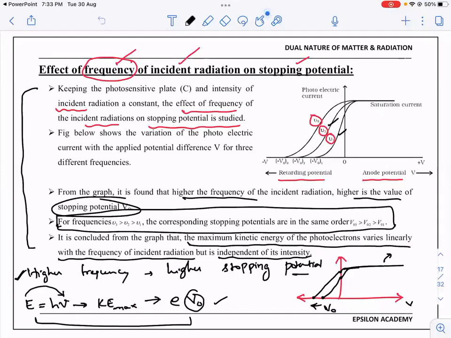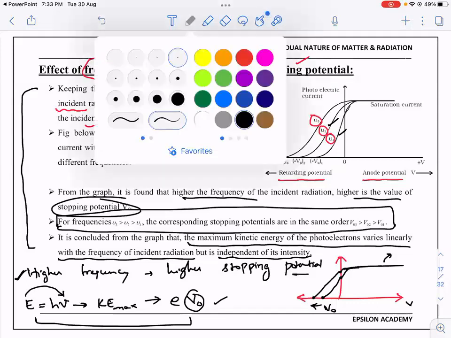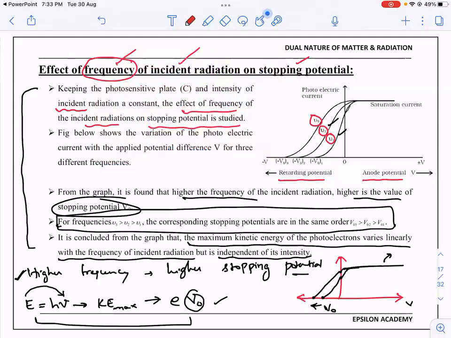So effect of frequency of incident radiation on stopping potential. Okay. So what you're doing is keeping the photosensitive plate C and intensity of incident radiation constant. You're observing the effect of incident radiations on stopping potential. So when you do this, you can observe that the saturation current is there now. As you keep increasing the anode potential, since there is certain amount of intensity which is kept constant, due to that intensity, there will be some photoelectric current existing.